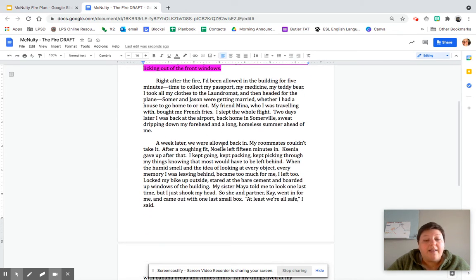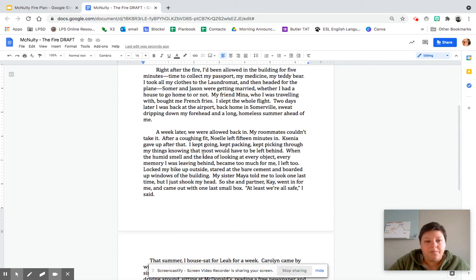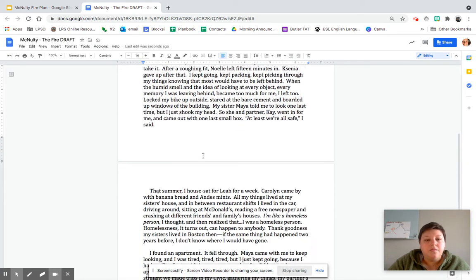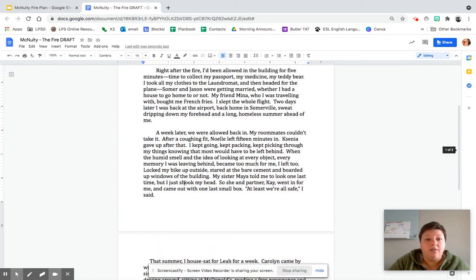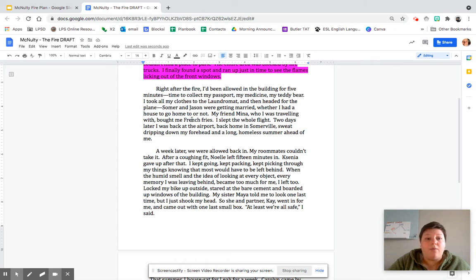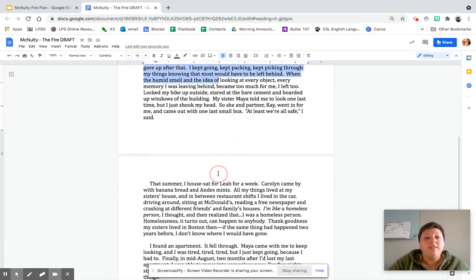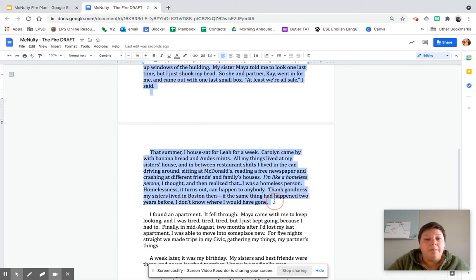I say a week later, that's the next piece. And then that whole summer. So this is all my rising action. Notice that the rising action takes up the bulk of the piece. The rising action is most of the story.